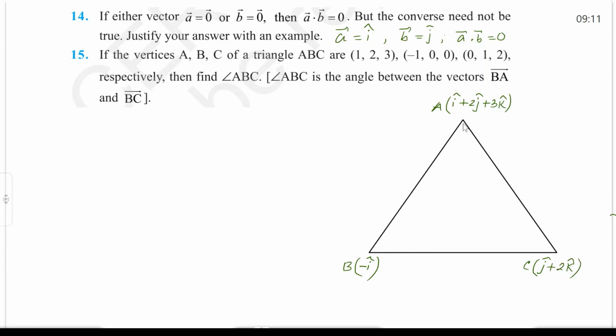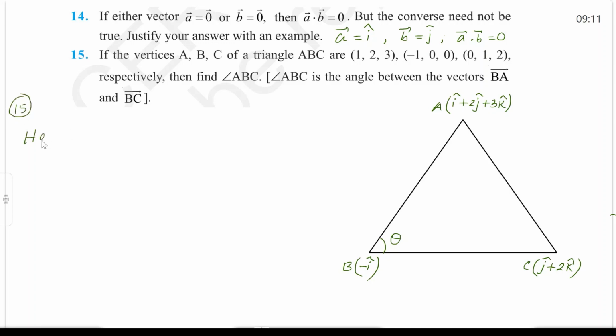Now we are asked to find the angle ABC, that means to measure this angle. Let me take this angle as theta. So we should find theta, and obviously this angle theta is the angle between the vectors BA bar and BC bar. Therefore we first find the vector BA bar and then the vector BC bar. So here you write the question number 15 solution.